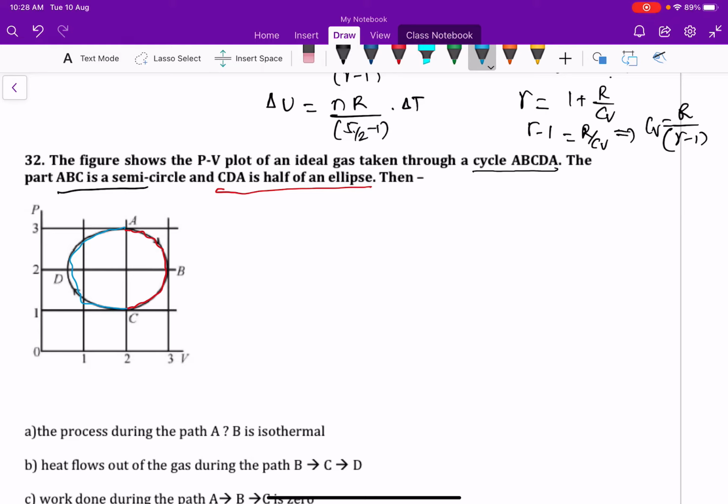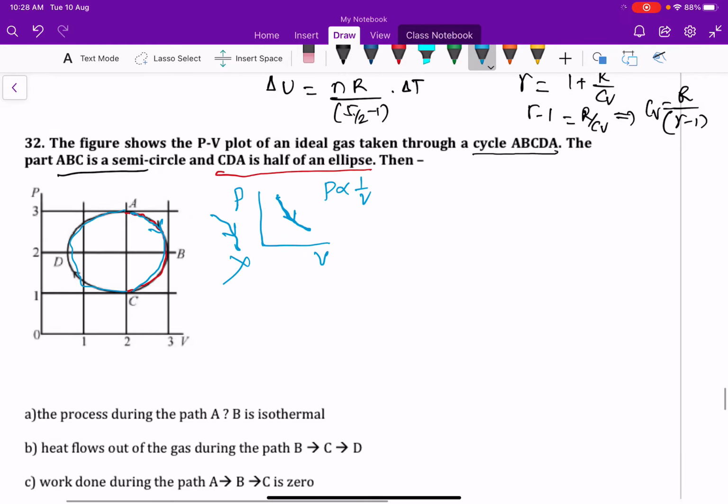Then the process during path A to B is isothermal. The process from A to B is isothermal. No, it is not isothermal. In isothermal process, we know the isothermal curve will be like this. Pressure is inversely proportional to volume at constant temperature. We know the shape of the curve is like this. But here the shape is looking like this. So this is not the correct answer. Answer A is not correct.